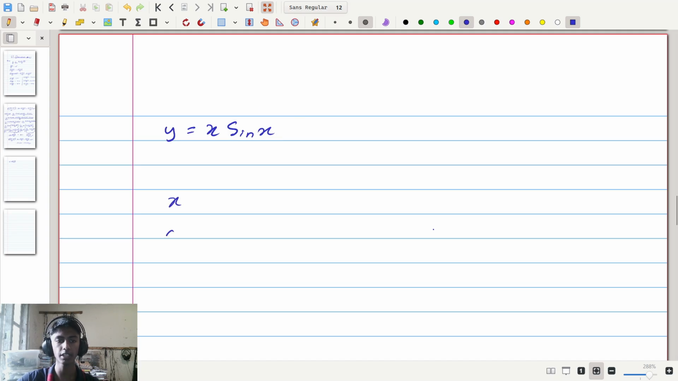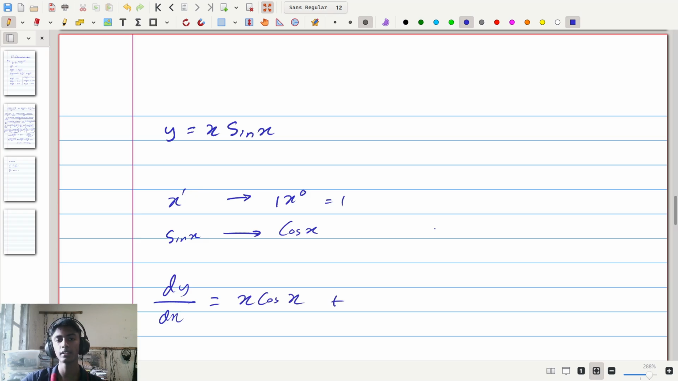If we consider x and sine of x separately, the derivative of x is going to be, since x is x to the power of 1, 1 times x to the power of 0, which is equal to 1. Over here sine x's derivative, as we found earlier, is cosine of x. So then here what we have is a product of two functions. Then the derivative dy by dx must be equal to the first function times the second function's derivative, i.e. the first function x times the second function's derivative cosine of x. This is going to be x cosine of x, plus the first function's derivative times the second function, that's going to be 1 times the sine of x.